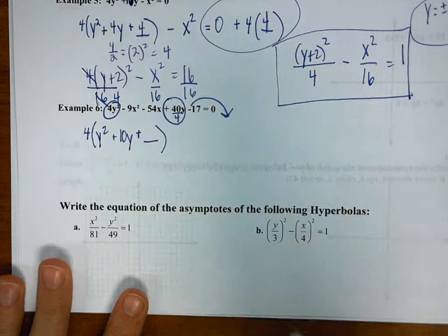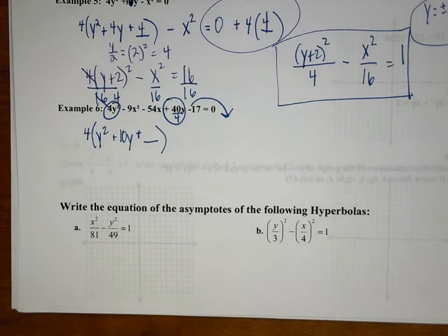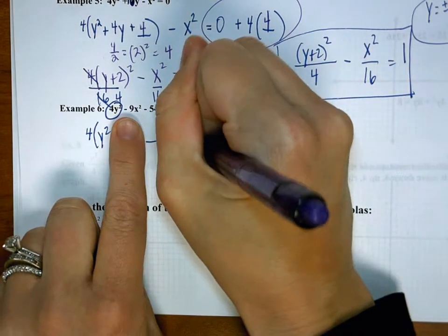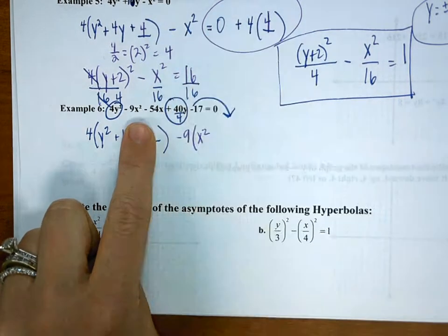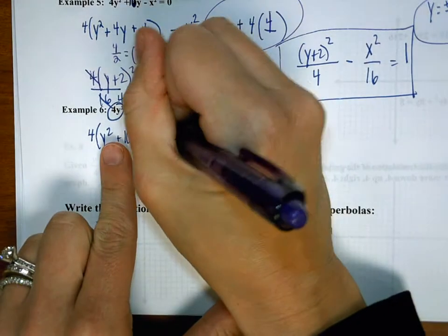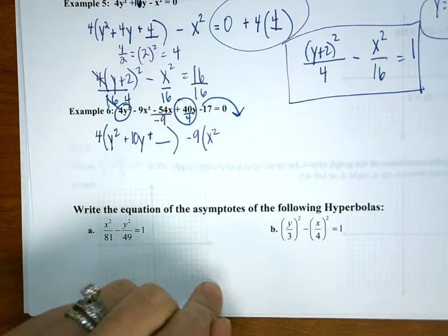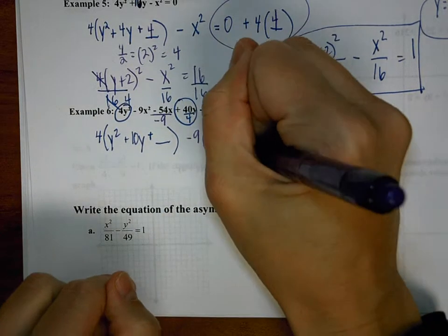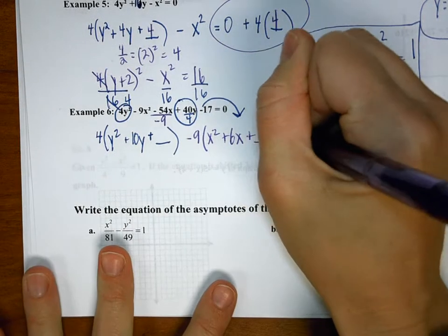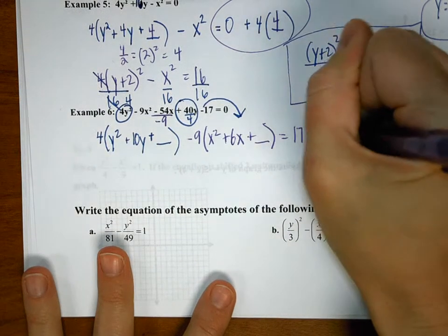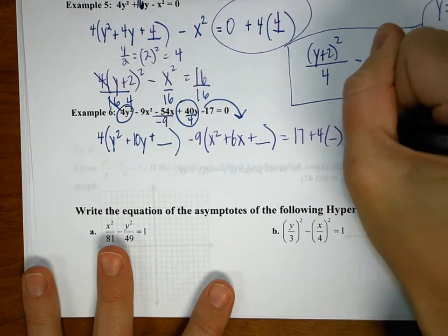Okay, then we move on to our x's. For my x's, what am I going to do? Take out a negative 9, parenthesis, and we have x squared. Now this is where people make a mistake. We are taking out a negative 9, which means I'm dividing this by negative 9. And a negative divided by a negative makes a positive 6x plus blank. Okay? Equals, and what does it equal? 17 plus 4 times blank, or minus 9 blank. Very good.